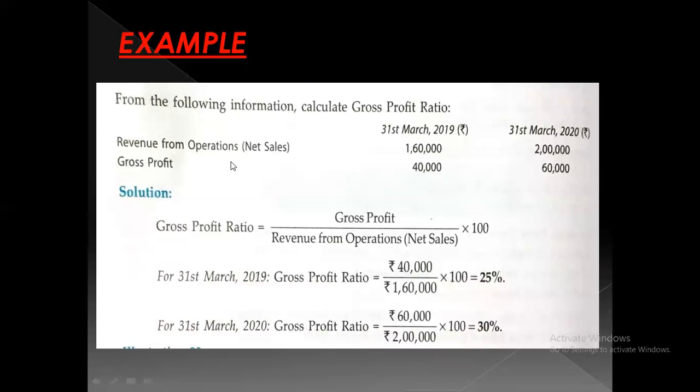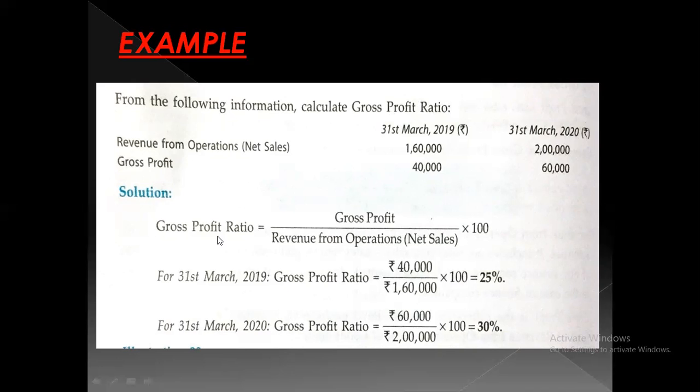Now see the numerical. Revenue from operation is 1,60,000 and gross profit is 40,000 for the year 2019. And revenue from operation 2 lakh and gross profit is 60,000 for the year 2020. Here we'll calculate gross profit ratio for two different years. For the year 2019 separately and for the year 2020 separately.